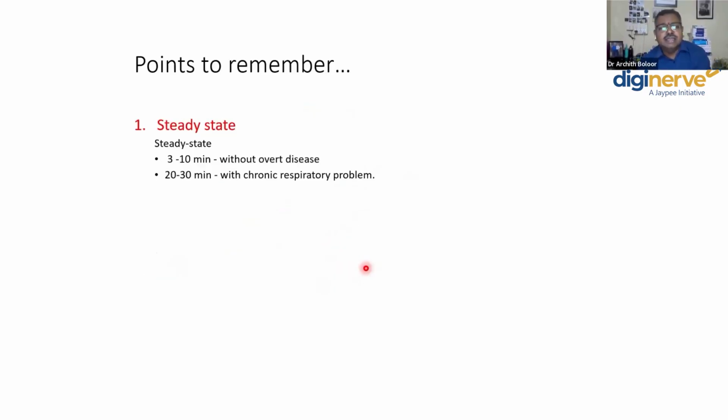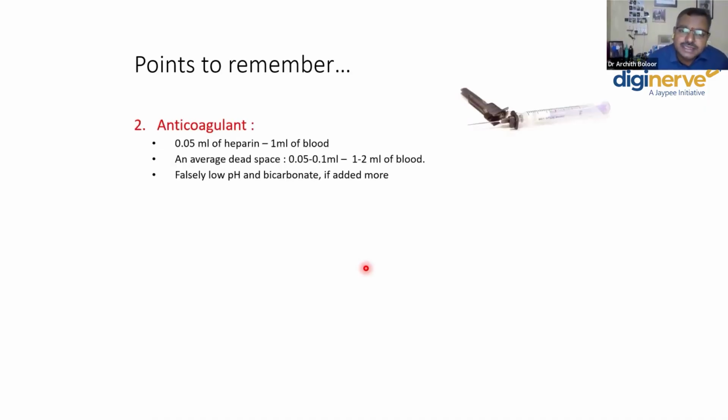Now, again, very importantly, certain points to remember. One is what we call a steady state. The steady state is where the compensation or the equalization of things happens. It would normally take around 3 to 10 minutes without any overt disease. If it is a first-time happening, it would occur pretty rapidly. However, if there is a chronic problem, especially respiratory, this compensation would take much longer. As I told you, if you give too much heparin, you may have a falsely low pH and bicarbonate. So you should be careful about that.